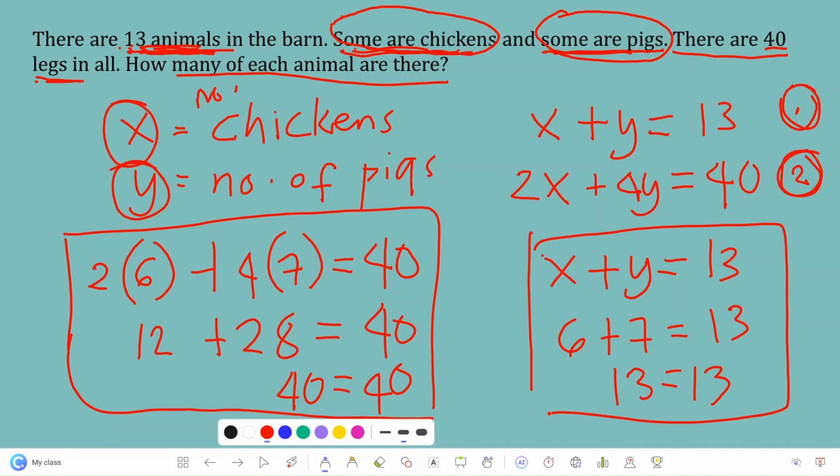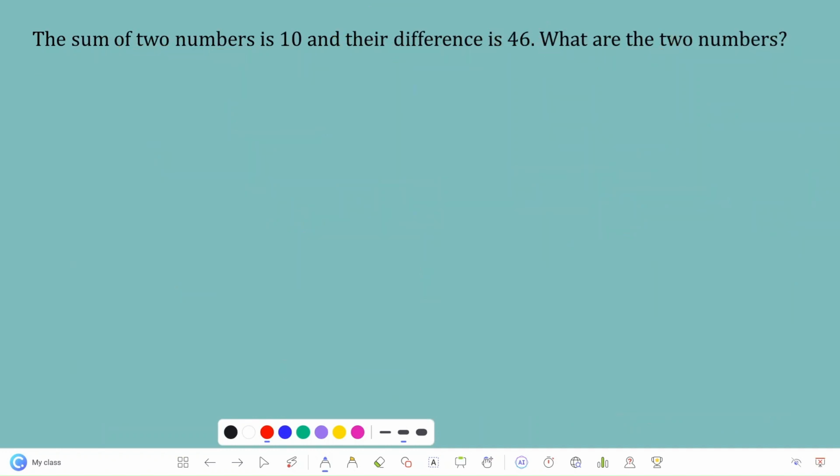So, ganito ang pag-solve ng systems of linear equations. For the sake of practice, let's have another example. The sum of two numbers is 10 and their difference is 46. What are the two numbers? Una, i-highlight mo muna ang important information. Mayroon kang dalawang number at ang sum daw nila is 10. And their difference is 46. Ang hinahanap ay ang dalawang numbers. So, hindi natin alam yung mga numbers. So, we will represent them into variables.